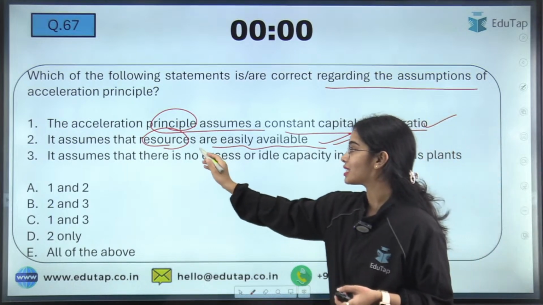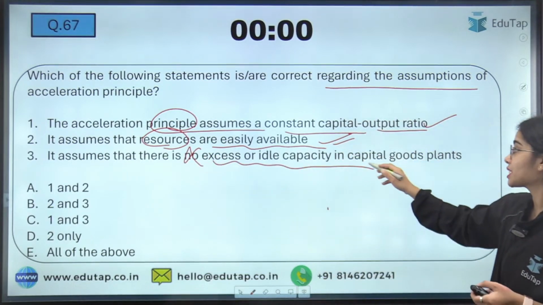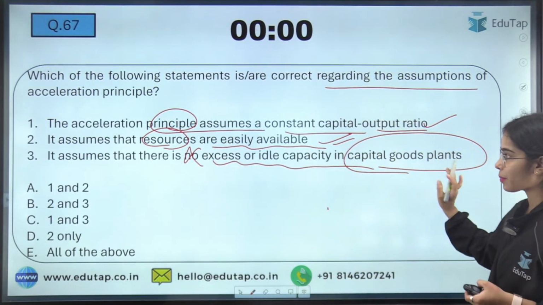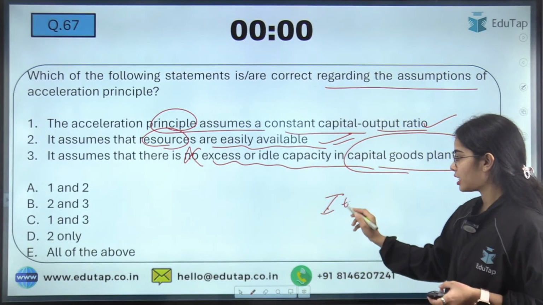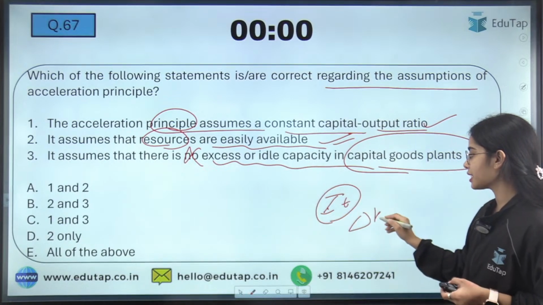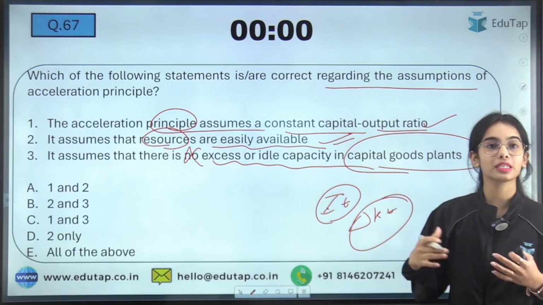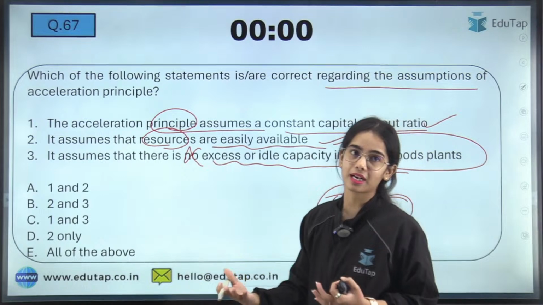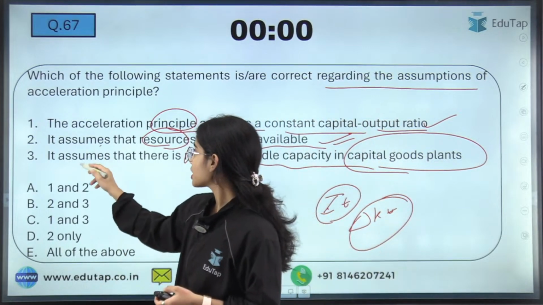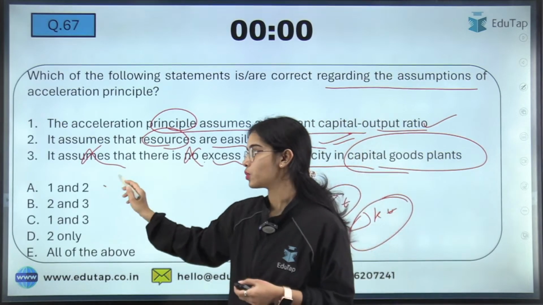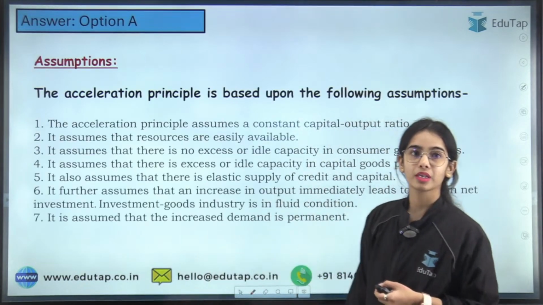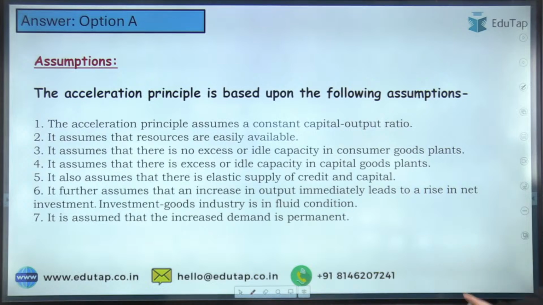It assumes that there is excess or idle capacity in the capital good plant, because the accelerator principle says that when investment happens, there is an increase in capital goods. So in the capital goods industry, there is excess capacity present. So here the third statement is wrong. First and second are correct, and that's why your answer is 1 and 2 only, that is A. So these are the assumptions of the accelerator principle.